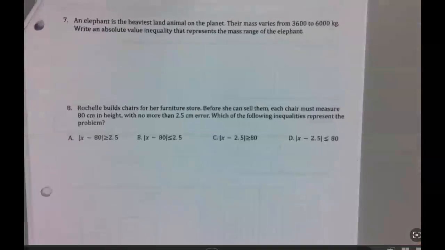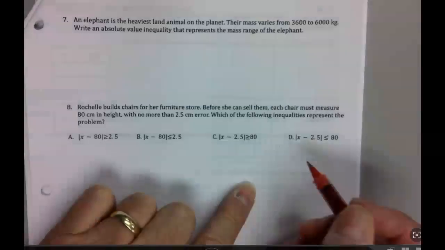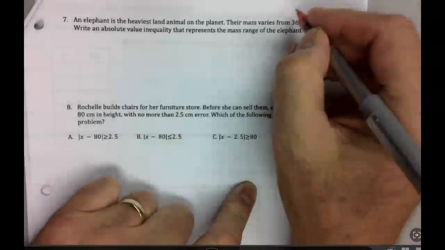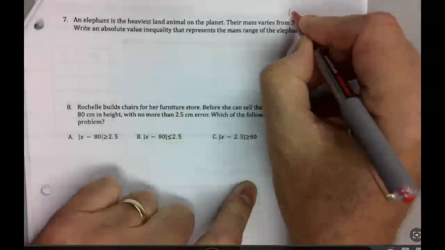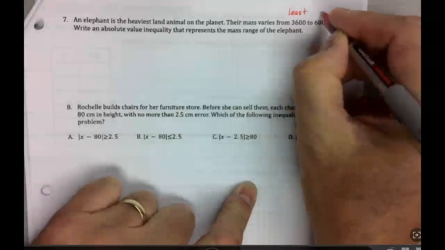Okay, an elephant is the heaviest land animal on Earth. Okay? Their mass varies from 3,600 to, so this is the least amount they could weigh, and then this is the greatest.